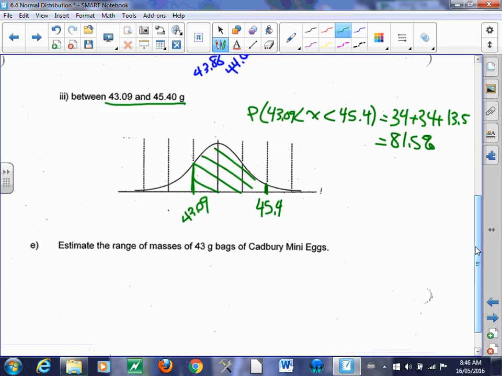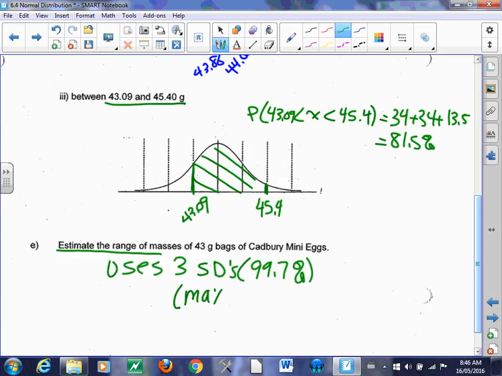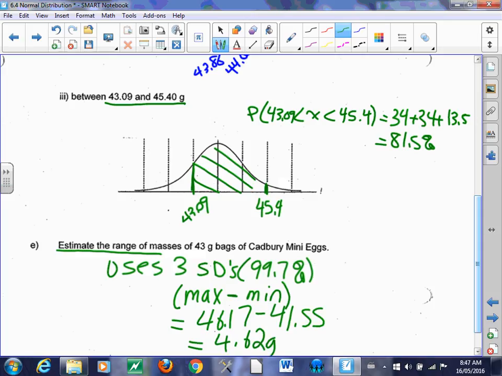Okay? All right. So last one says, estimate the range of the masses for 43-gram bags of mini eggs. Well, when we estimate, we are going to use 3 standard deviations because it's 99.7%. So it's pretty darn close. Okay, so to find the range, you have to look at your maximum and your minimum from standard deviation. So go max, subtract min. Okay, so that equals 46.17, subtract 41.55. Plug it in, and it's 4.62 grams is the range.